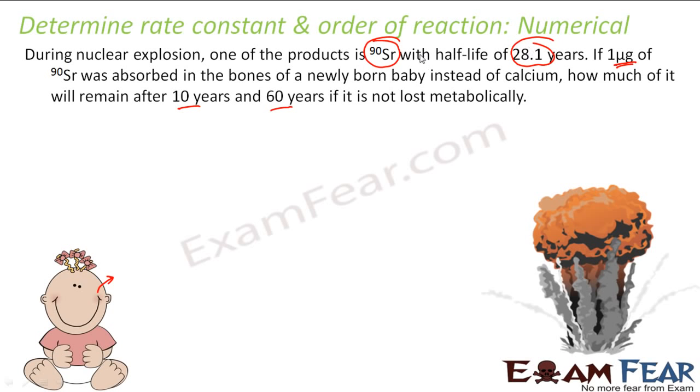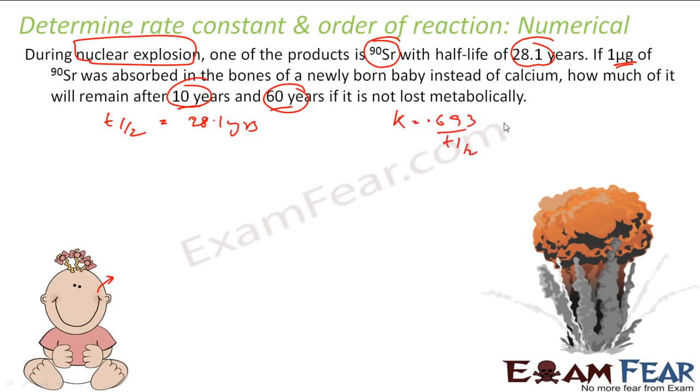So half-life is given. So from half-life, the first thing we should do is find the value of k. Then only we can find all these values, right? How much it will be remaining. Let's find the value of k. So you know it's a first order reaction. Nuclear explosion is a first order reaction. So its T half is given, that is 28.1 years. I know k is nothing but 0.693 by T half, that is 0.693 by 28.1 years, and that is nothing but 0.02466 per year. That is the value of k. Very critical value. I got the value of k for this reaction.